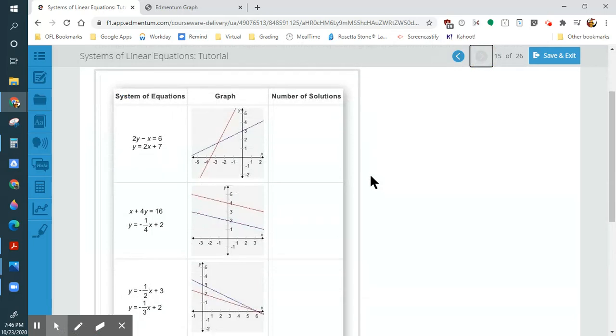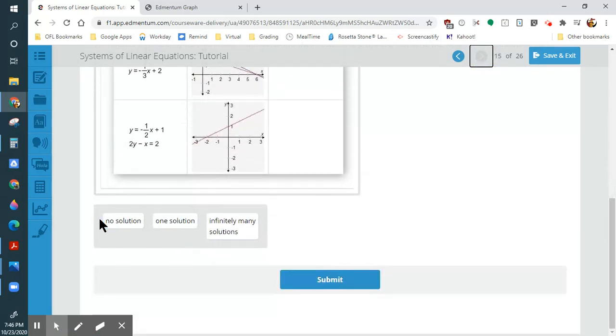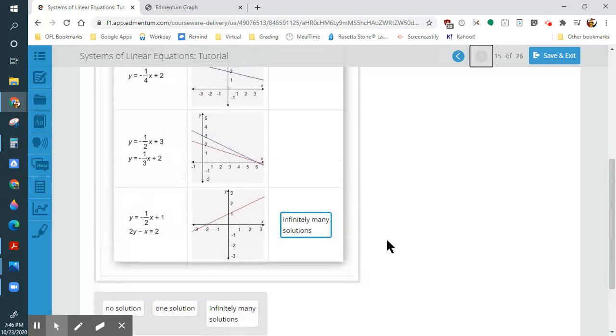All right, so moving on to this. We're going to graph this and write down how many solutions. So we have infinite, one solution, or no solutions. Well, these, it looks like the lines are touching each other, so that's infinitely many. It's the same line. These ones, they cross each other one time.